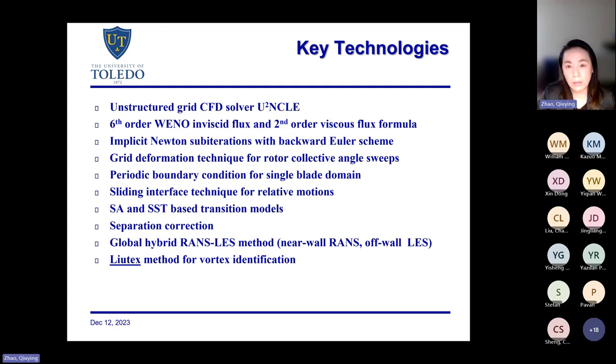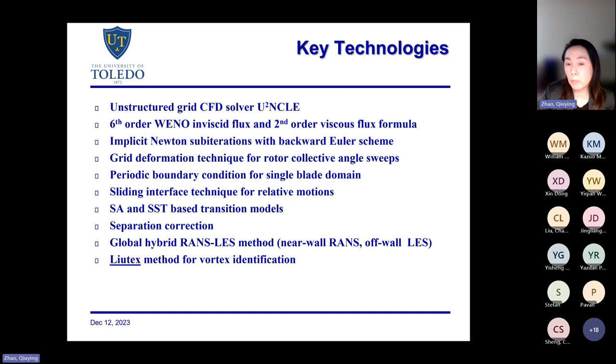So let me introduce the key technologies involved in this simulation. First of all, we use our in-house unstructured and steady three-dimensional CFD solver. It is called ANCO. We use the sixth-order WENO scheme to calculate the inviscid flux and the second-order viscous flux. And we use the implicit Newton sub-iteration method coupled with the backward Euler scheme. For the collective angle variations, we only generate one or two grids, and we utilize the grid deformation technique to allow the pitch angle variation during the simulations.